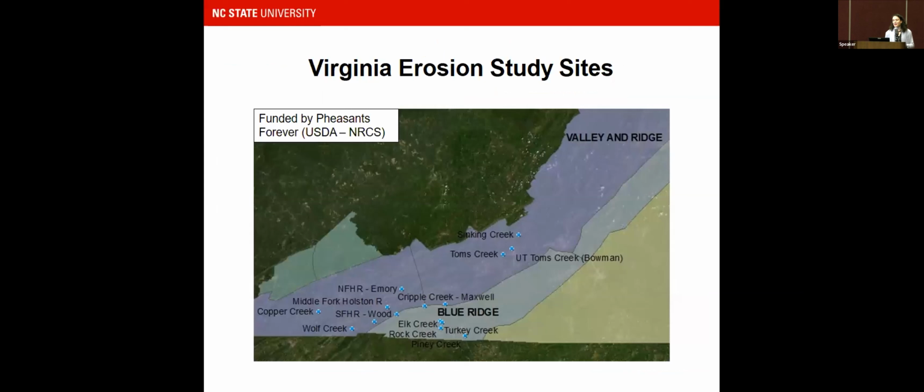So part of my study takes place up in Virginia in the Valley and Ridge and Blue Ridge regions, where I have 15 unstable stream sites, and looking at hopefully developing an erosion curve for these regions in Virginia, as well as looking at comparing different methods to quantify bank retreat.